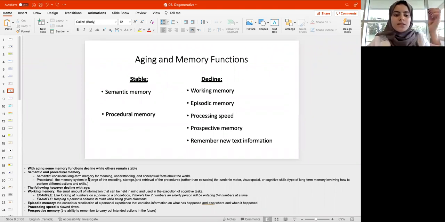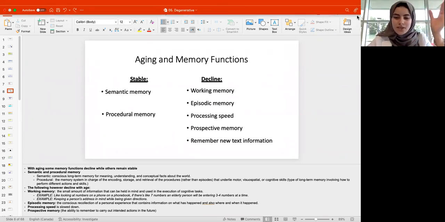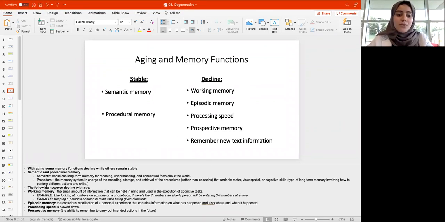Semantic is basically your long-term memory, your understanding, your conceptual facts that you know about the world. Procedural is more about your memory in charge of encoding data and retrieving procedures. It's mainly related to your senses, if I'm not mistaken. Then you have the ones that decline with age. Those are the ones you need to remember. Honestly, this slide usually comes as an MCQ, like which of the following declines with age. They don't really play around with it that much. I put examples here for each one, and you can read through them in your own time. It's basic.